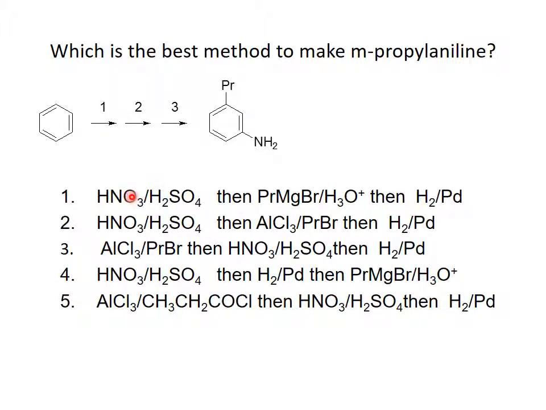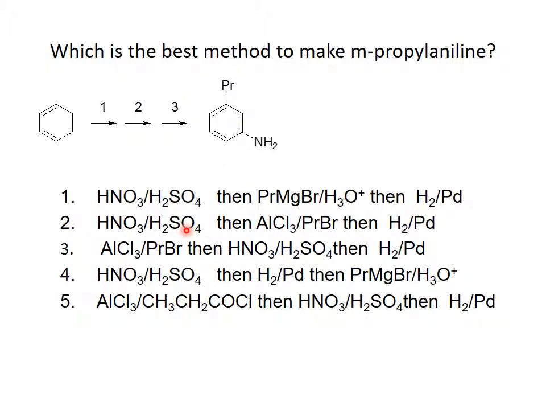If I put a nitro group on, and then try to put a propyl group on. If you were doing Friedel-Crafts, it wouldn't work. So this is not Friedel-Crafts. This is a Grignard reagent. But Grignard reagents react with carbonyls. They're nucleophiles, not electrophiles. So nothing would happen on this step with the Grignard reagent.